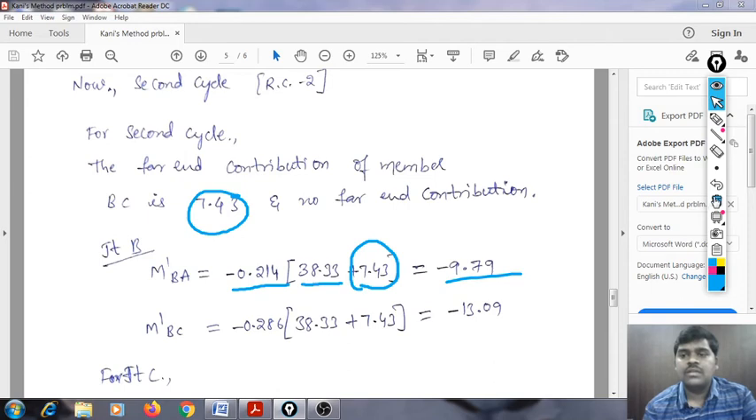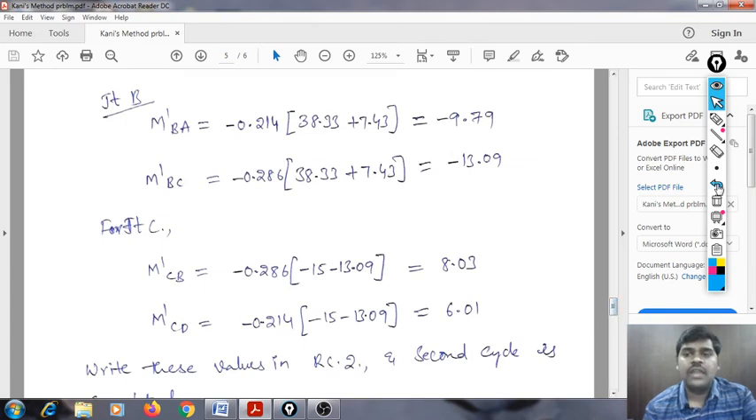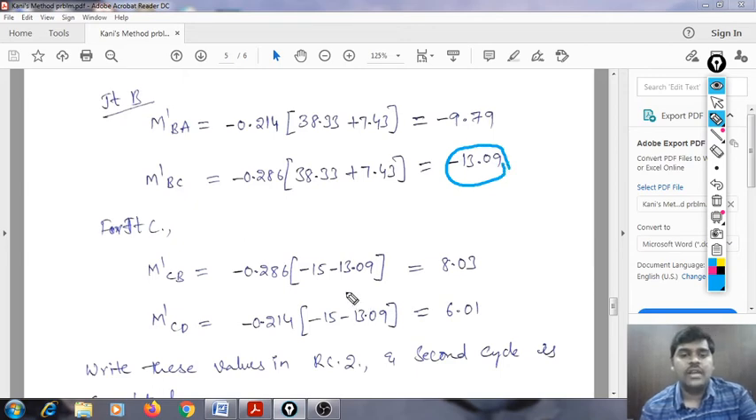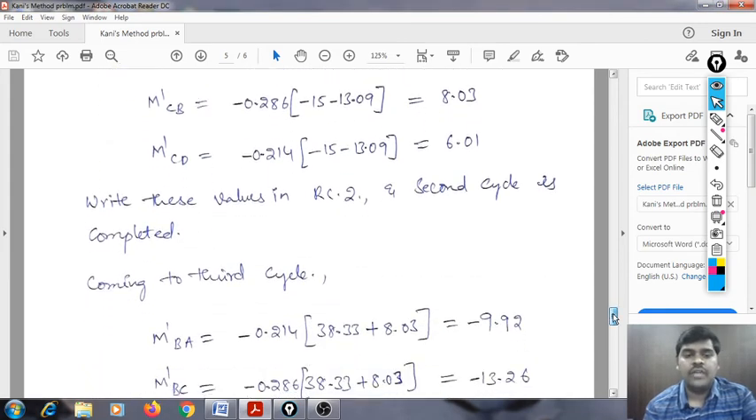Kani's method. Similarly, when going to joint C, we have to take this value, minus 13.09, as the far end contribution here. So this is a small logic in Kani's method. Students must be aware of using this far end contribution so that the problem solving will be very easy. In this manner the second cycle is also completed and we have to write these values.